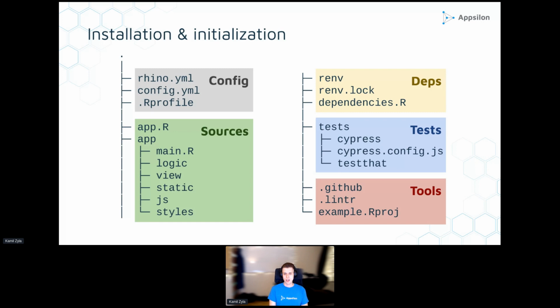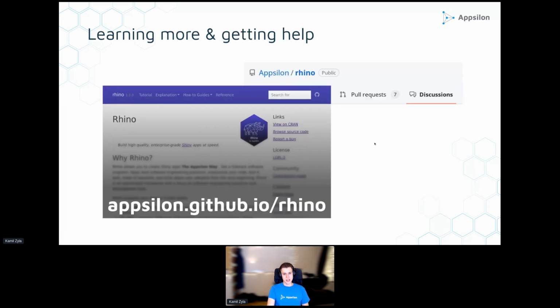So this is an overview of the structure which you get after initialization of a Rhino project. And to an extent, I also overviewed the tools that you get together with Rhino. But I won't be going into more detail here because I'd like to focus on the newest features added over the past year. If you'd like to learn more about these things, the best place to go is our documentation page. The link is here on the screen.